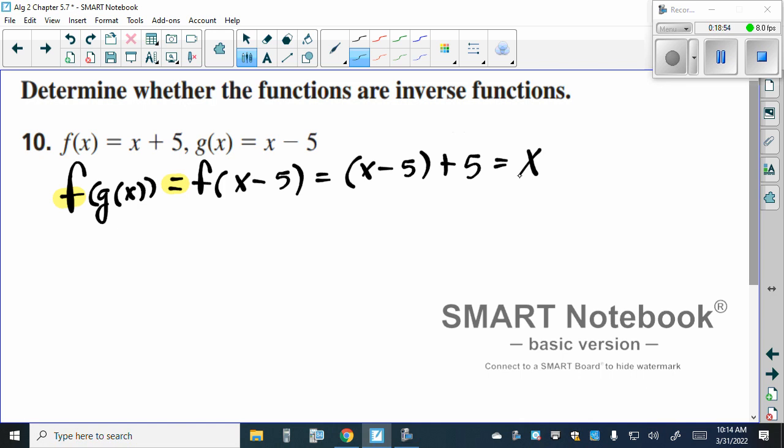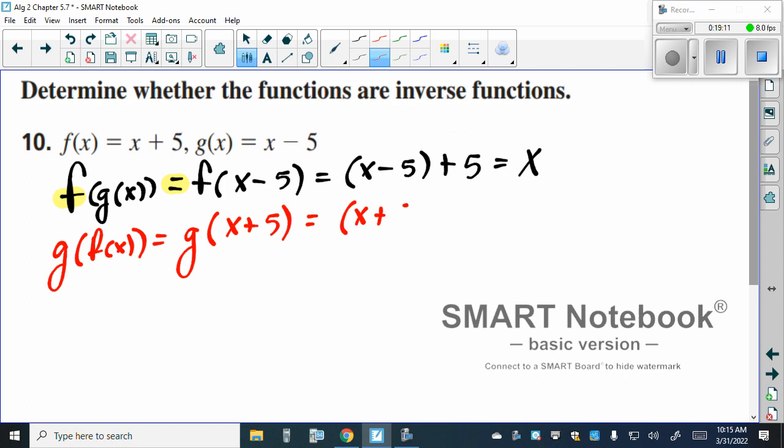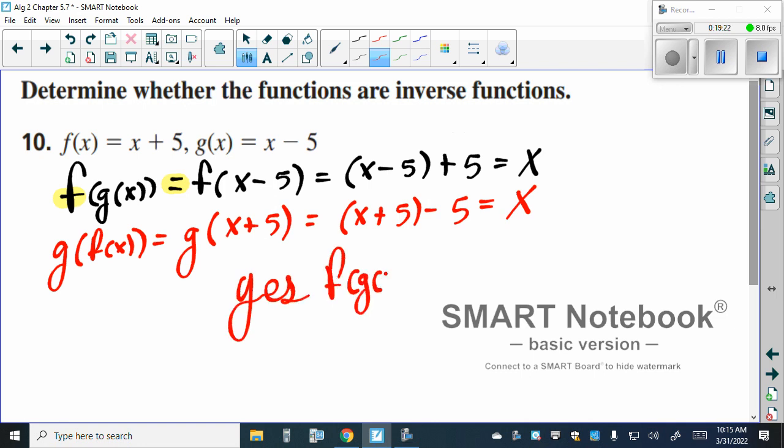Now we just need to do it the other way around and look at g of f of x. Well, f of x is x plus 5, and if we plug it into g of x, we would have x plus 5 minus 5, which equals x. So are they inverses? Yes. f of g of x is equal to g of f of x is equal to x. And that's all we have to do.